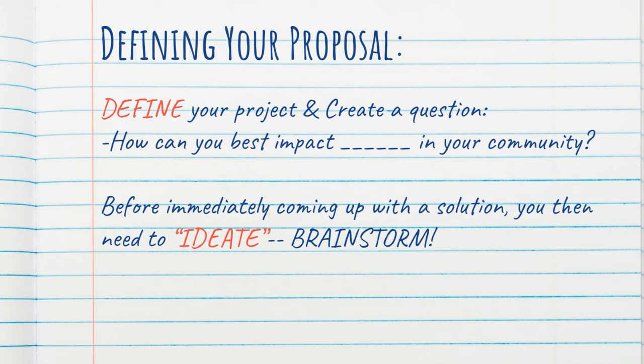And before immediately coming up with a solution, one of the things we do with design thinking is the idea of ideating, or in other words, brainstorming. Start coming up with a list of different things. What are different ways that you can impact your community? Think of all the different things, because what you might find is some of them are connected together. You might try to impact one thing, you might impact the community in a different way instead.